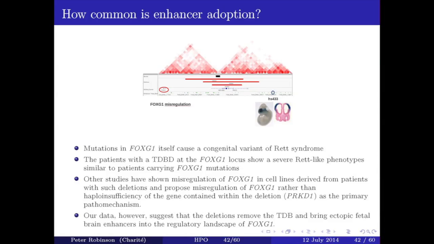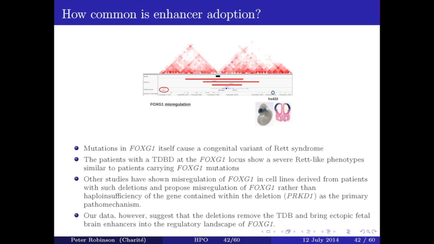Okay, some examples. So we found this basically automatically with our software. Here are 3 deletions in DECIPHER. They basically take out this topological domain boundary. Here's a gene called FOXG1, and if you have a missense mutation here, you get a variant of Rett syndrome, so severe mental retardation. And these patients had a very similar phenotype to that. And actually, here is a brain enhancer, and so that's a potential expression.